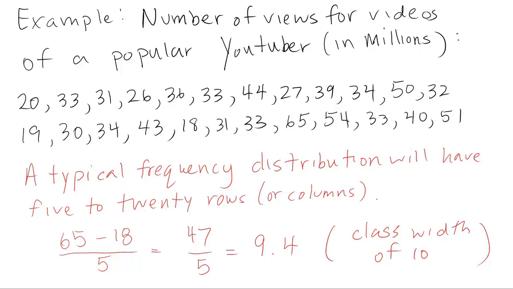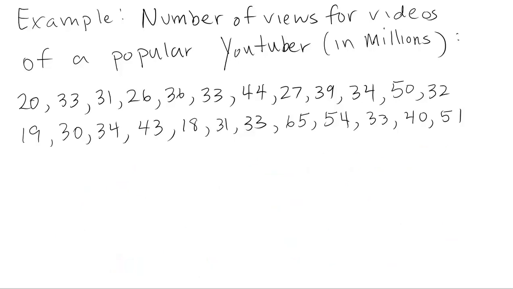Okay, so let's create our table. Go to the next slide where I still have all of the data. We've decided that we're going to run with a class width of 10. I'm going to make my table. On the left, I'm going to have the number of views in millions. And on the right, I'm going to have the frequency. My first class has to have a lower bound of 18 or less, or else that piece of data isn't going to fall into my set. I'm just going to start at 18.